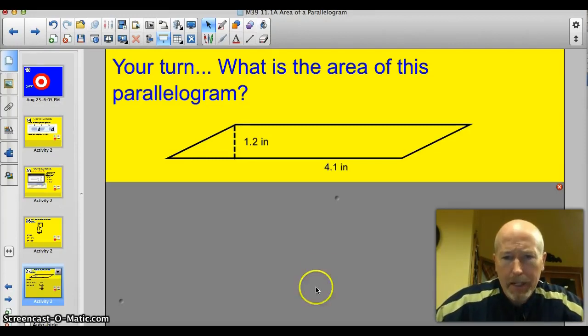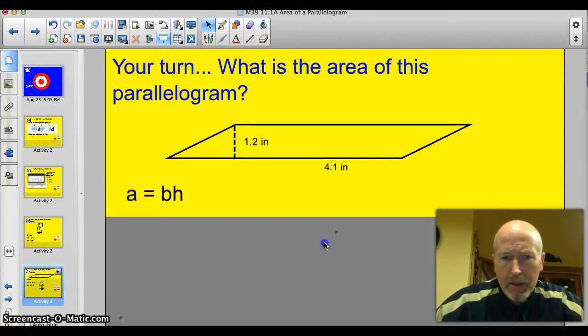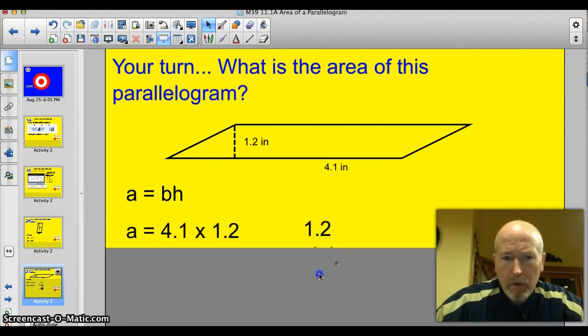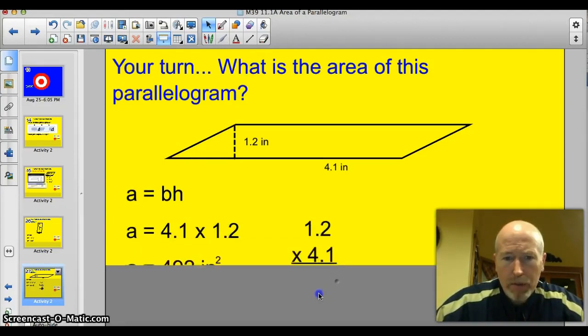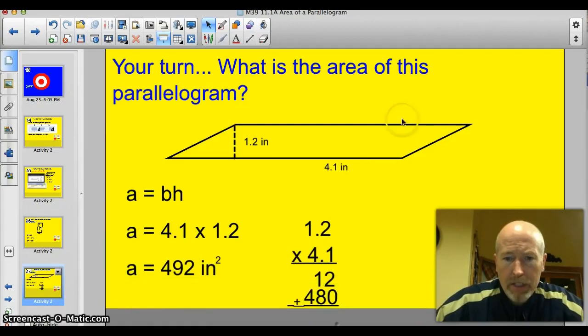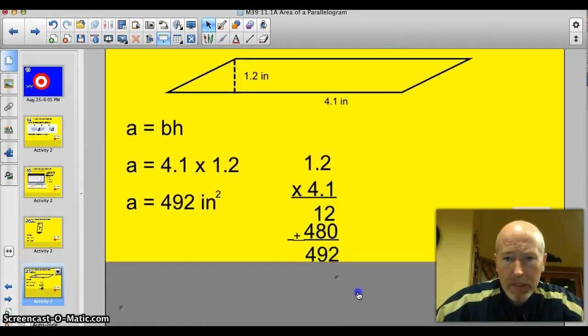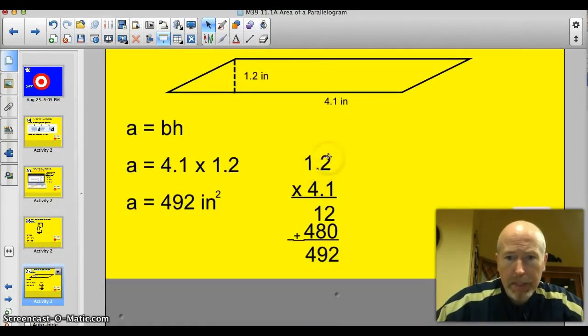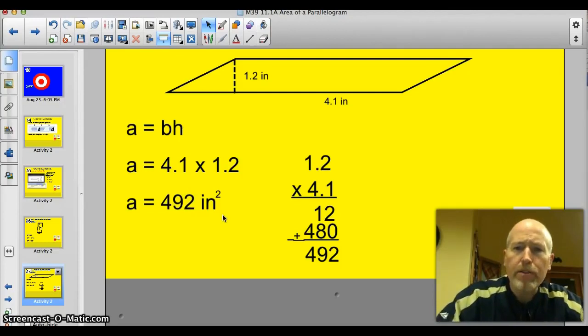All right, let's see how you did. All right, there's my formula again. 4.1 is the base times 1.2. So I had to go over on the side over here and I had to multiply those decimals out, which was a little bit harder than it is for you because I have to do it using my mouse. I ended up with a total of 492, which is going to be inches squared. 492 inches squared. Is there any problem with that answer?